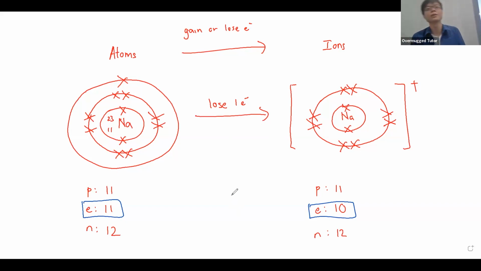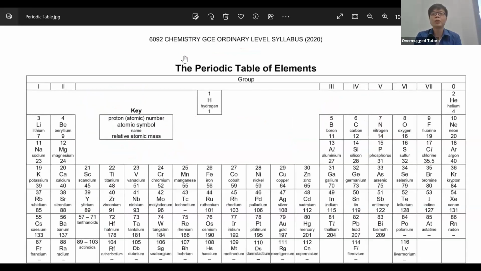I think that's in the booklet also. Yeah, this shortcut. You may want to just memorize the charge of the common ions. Group 1 means one valence electron, right? Means how do they get pushed out? Lose one. So all Group 1 elements will form a plus charge ion. That's why you will see Na+, K+ very often.